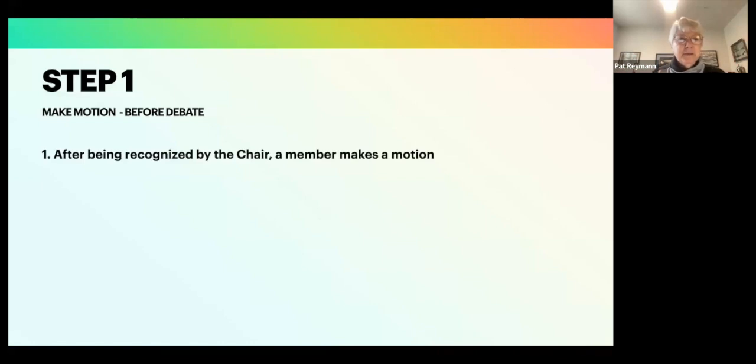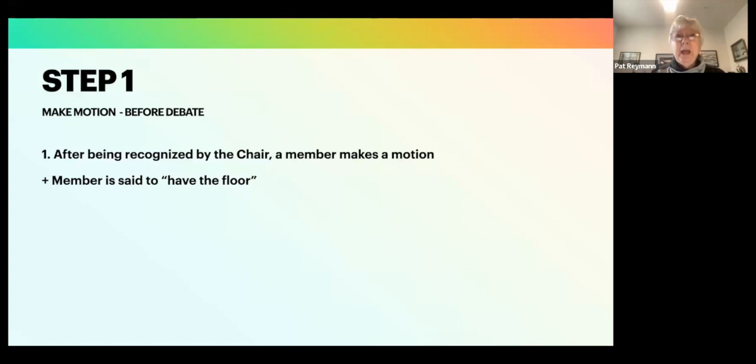So step 1, after being recognized by the chair, that is, after getting permission from the chair to speak, a member makes a motion. And this does have to be a person who has that particular right.